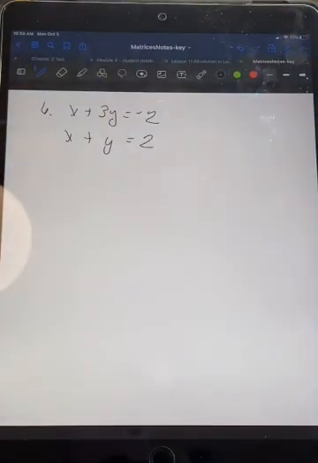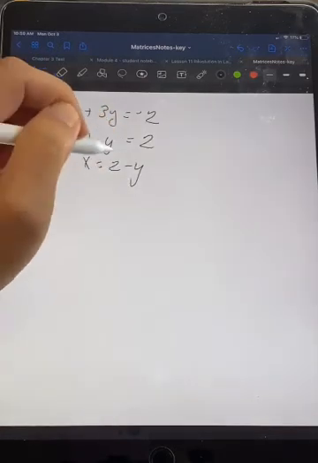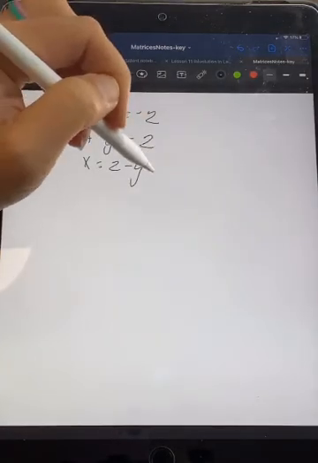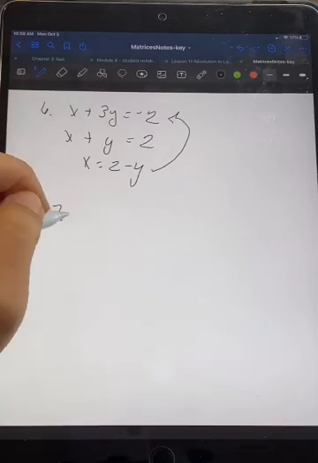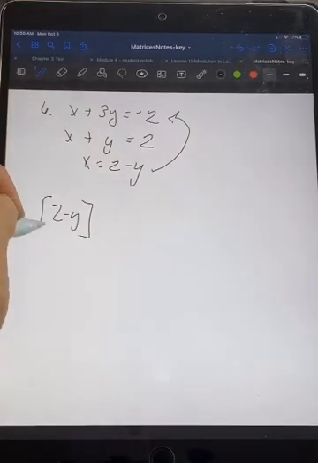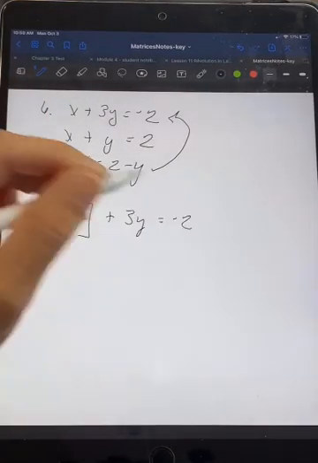Number 6, same thing. We're going to solve for one value. So which one do you want to solve for? It doesn't matter. I'm going to solve this bottom one. x is equal to 2 minus y. I'm just moving my y over. And then I'll plug it into the top one. So everywhere that I see x, which is right here in the front, I'm going to plug in 2 minus y. So that was my first x plus 3y equals negative 2.